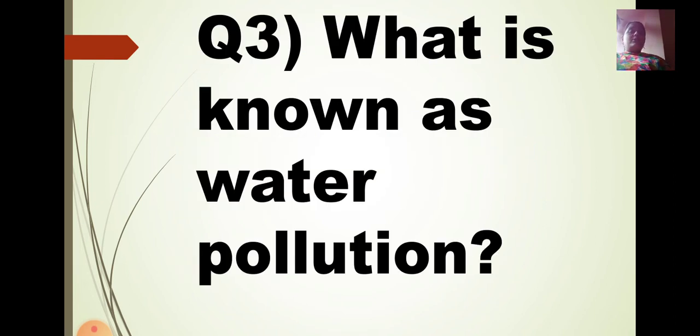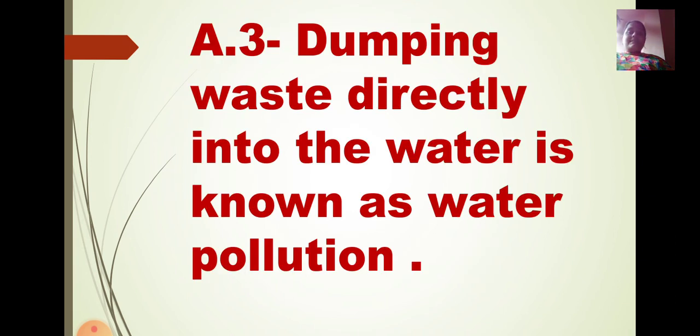Now look at the third question. What is known as water pollution? Okay, so the answer is, dumping waste directly into the water is known as water pollution. When you are throwing waste materials inside the water, it can be a river, a lake, a pond, or a well. So when you are throwing some waste matter into the water, what are you doing? You are creating water pollution, and that is known as water pollution.